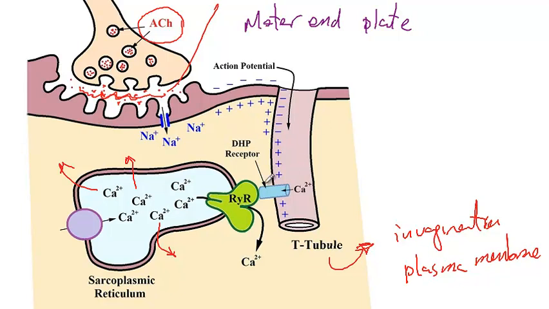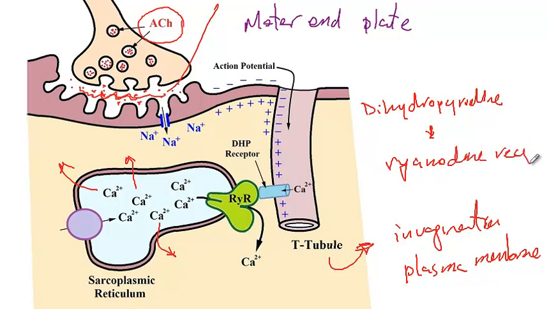All right, so here we have dihydropyridine receptors, dihydropyridine receptor that will interact with the ryanodine receptor, and from here on there would be release of calcium from the sarcoplasmic reticulum.